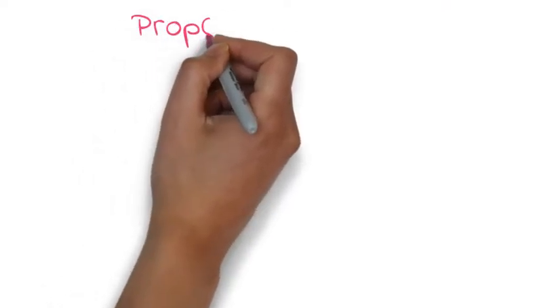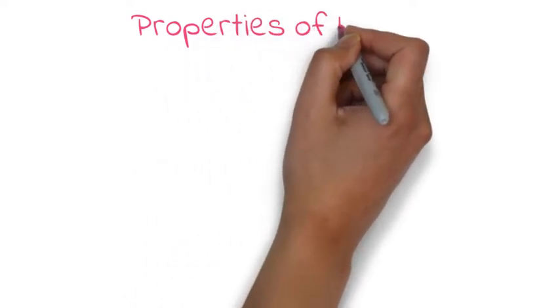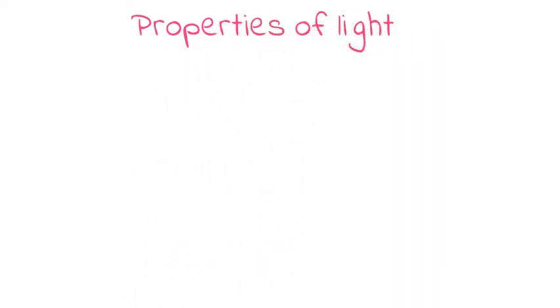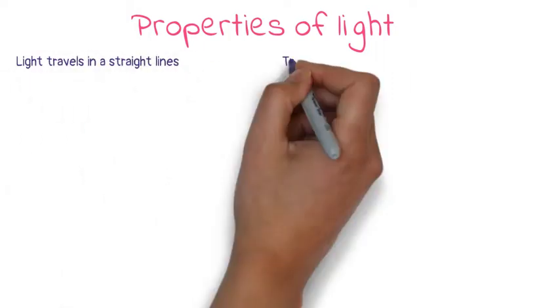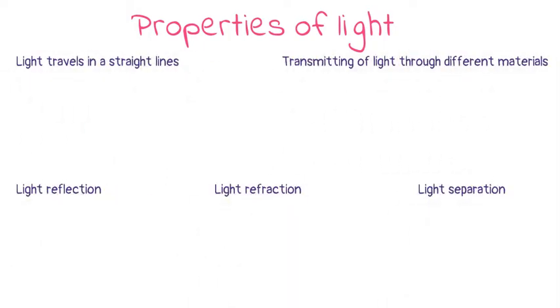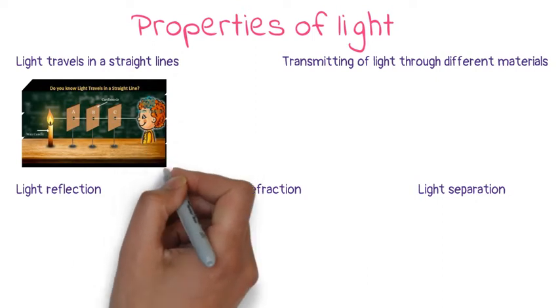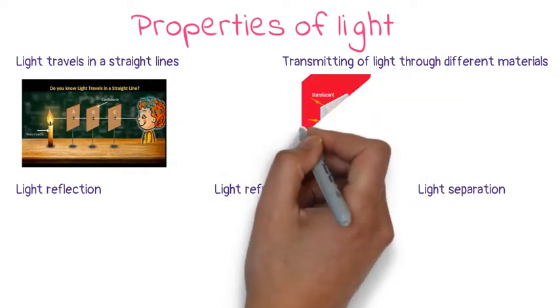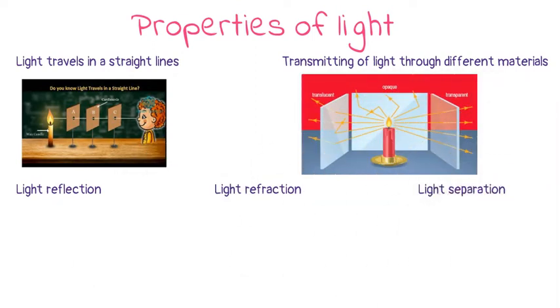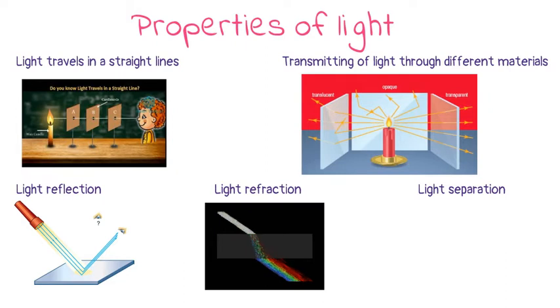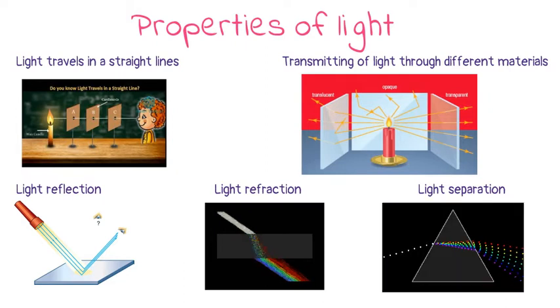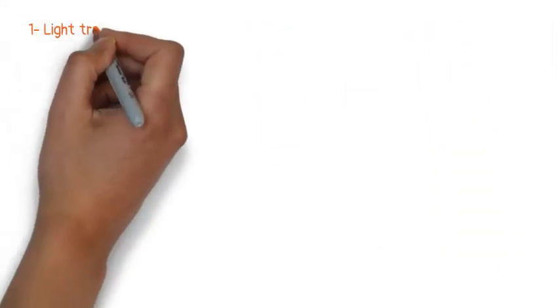Now, the properties of light. The light has many properties. We will study 5 of them. First, light travels in straight lines. Number 2, transmitting of light through different materials. After this, light reflection, light refraction, and light separation. We will study each one of these, starting with light traveling in straight lines.